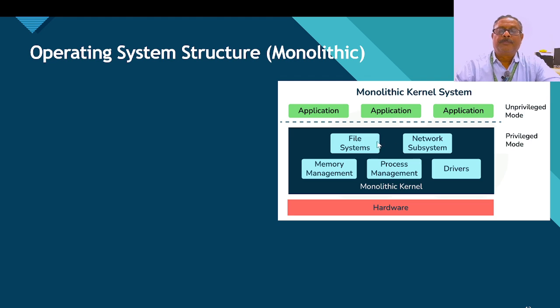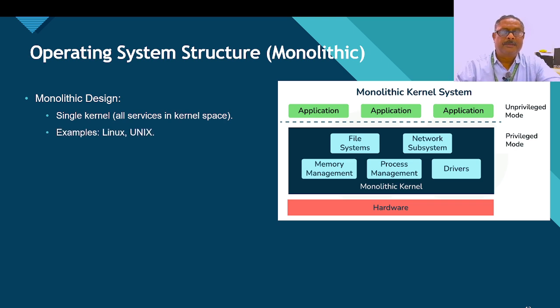So all the operating system functionalities are defined under one kernel. A single kernel, all services are defined in this kernel space. Linux, Unix, and others are examples of this. The advantage is it is fast, so there is less context switching required. We'll look into detail about context switching and all that in our future sessions. Direct access between the components is there and hence it will be useful.